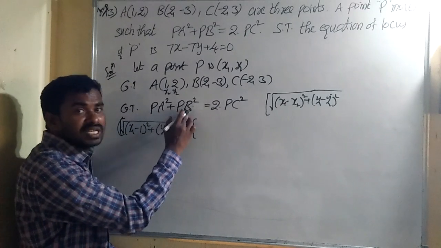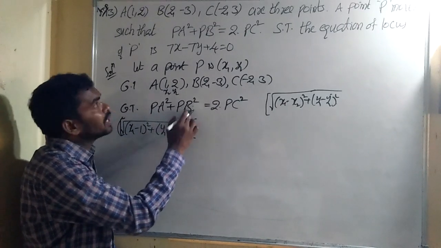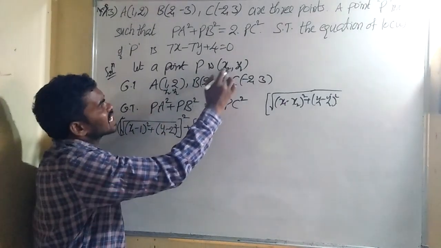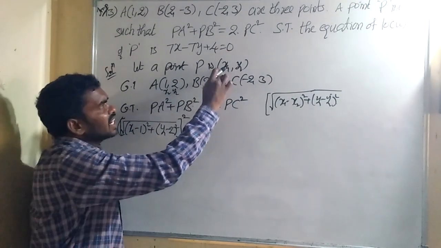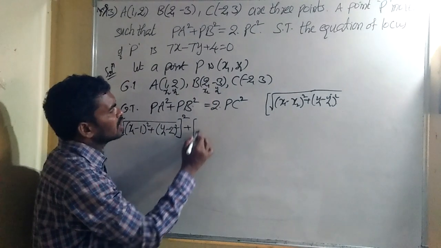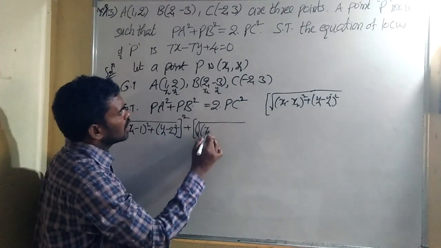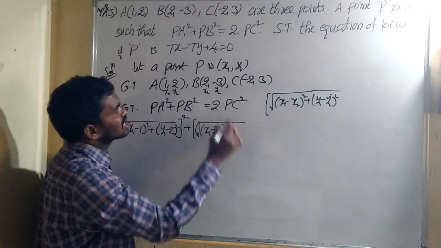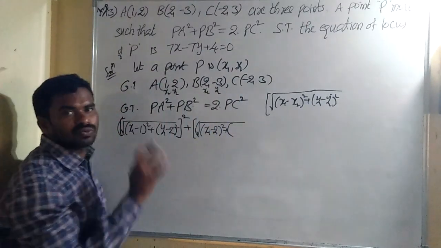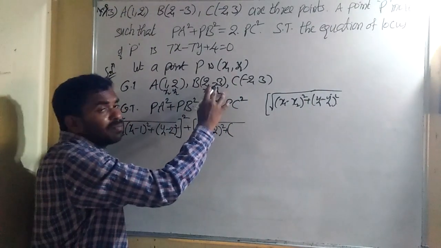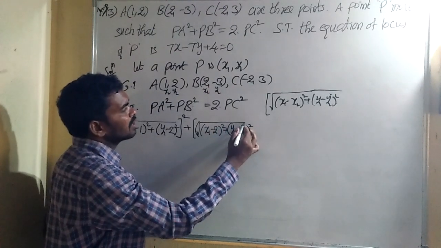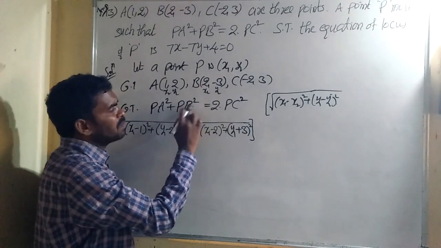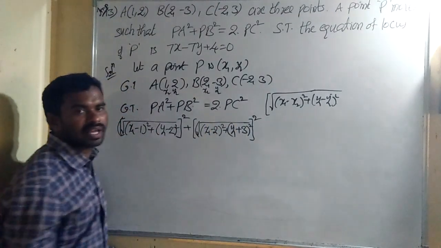After plus, PB square is there, from P to B. P is (x1, y1), B is (x2, y2). So we get root of (x1 - 2) whole square plus (y1 - (-3)) whole square. y1 minus of minus 3 becomes plus 3, whole square, and PB has square, so it becomes square.